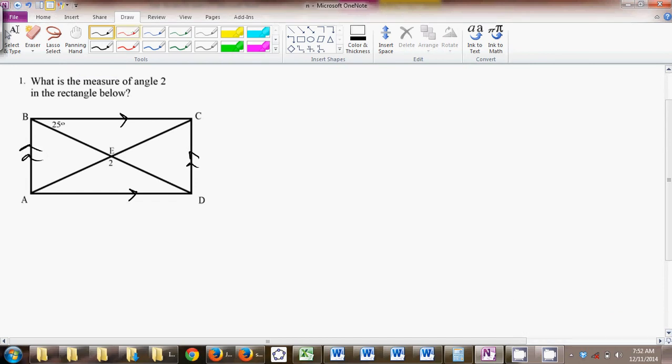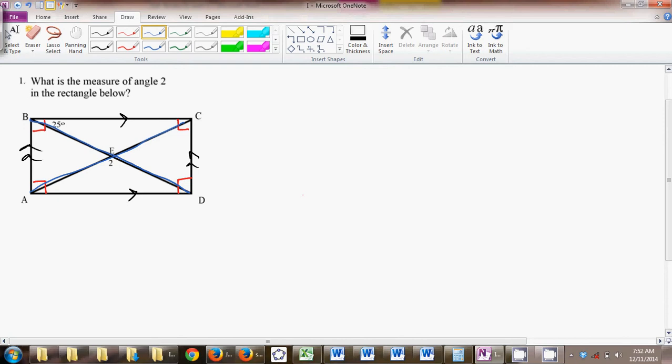Okay, but more importantly, I have equiangular. Okay, it's also important to notice, and I also know in a rectangle, my diagonals are congruent, right? So AC is congruent to BD.